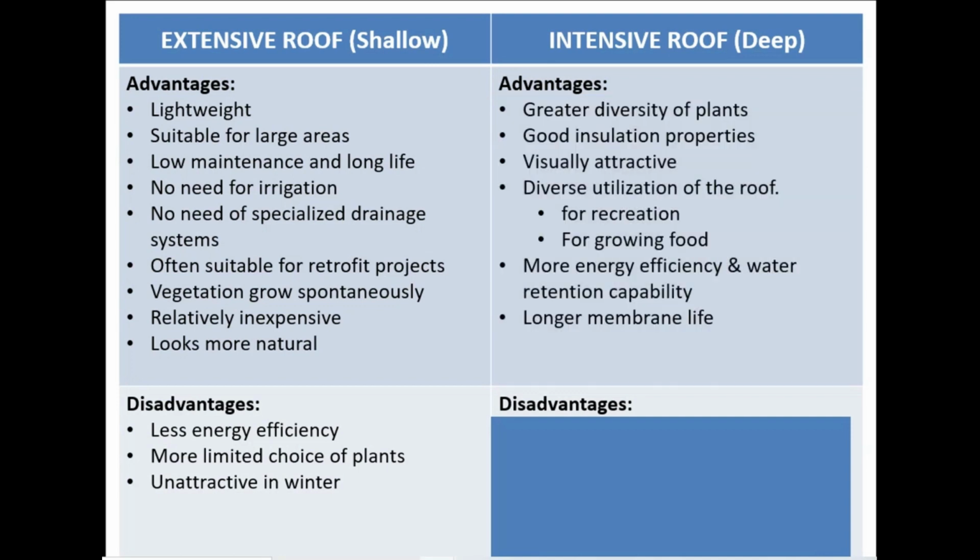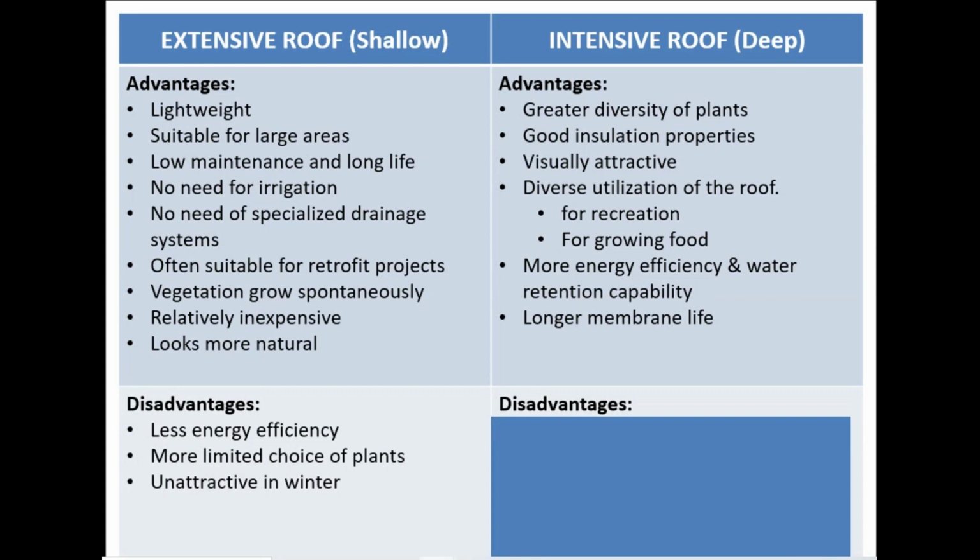On the other hand, for the intensive roof garden, what are the advantages? Greater diversity of plants, because of the availability of nutrient media, soil and all other things. It's almost, as I told you, 1.5 meter depth. So that's why you can grow different types of plants, and that's why there is greater diversity.